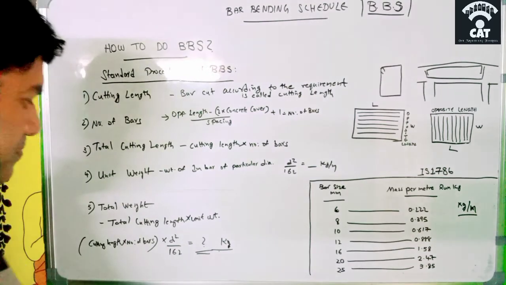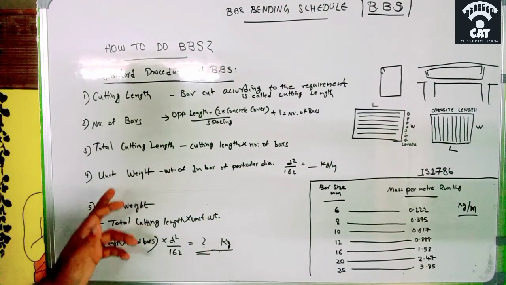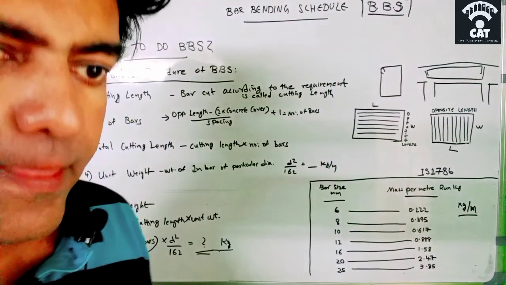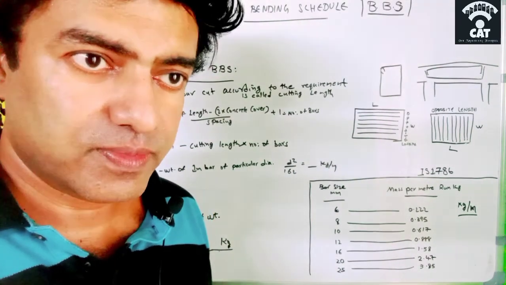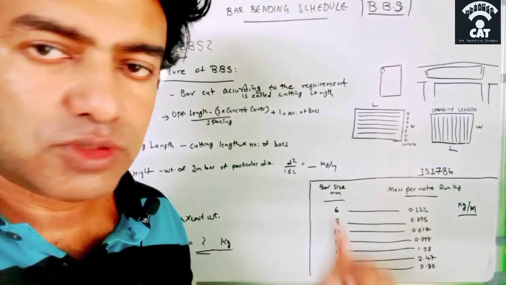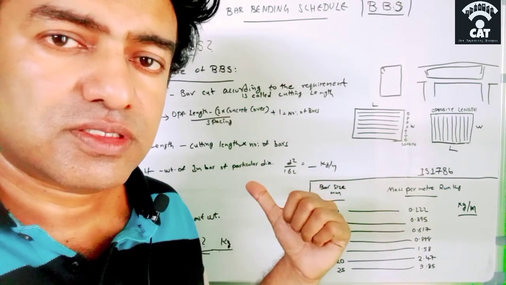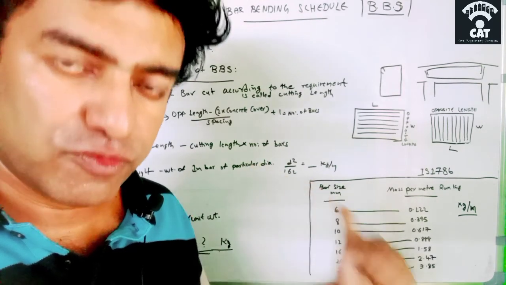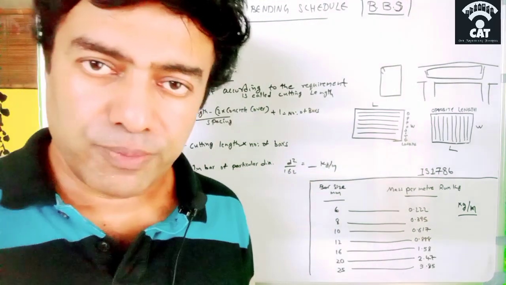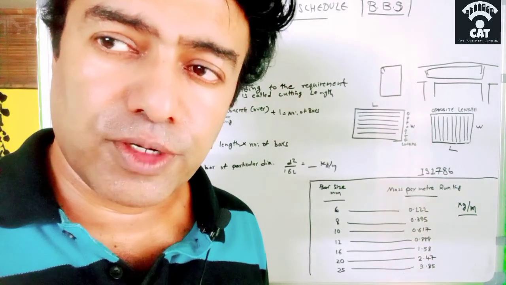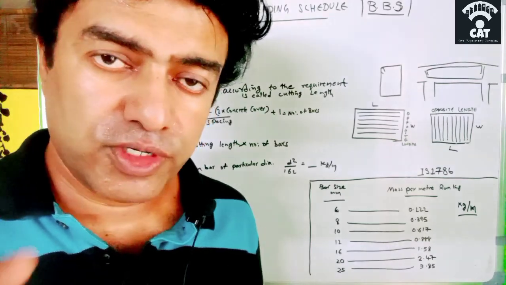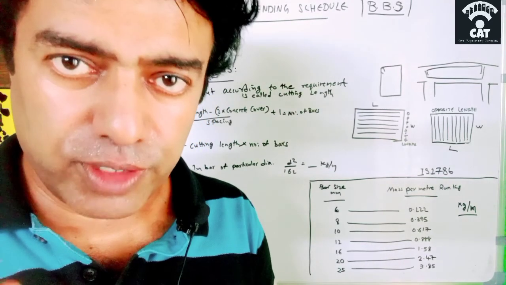Now with the help of this formula d square by 162, we get the kilogram per meter unit weight of a particular steel bar. So that is the fourth one. The fifth one is the total weight of the steel, which is very important. When you are going to purchase in a steel shop, you need to tell them that I need 1 ton of steel of 12 mm bar.